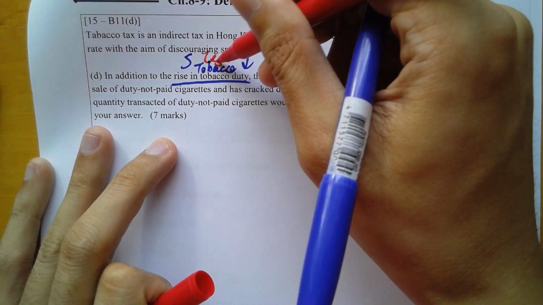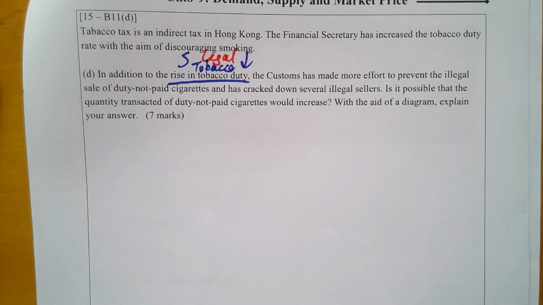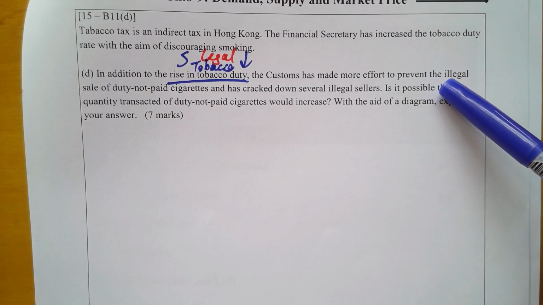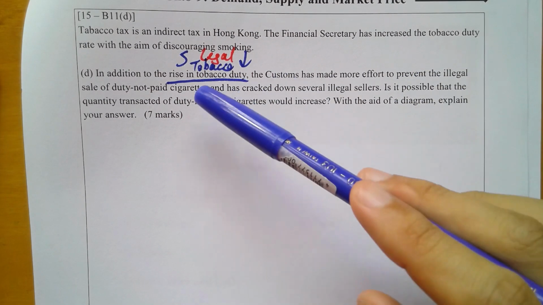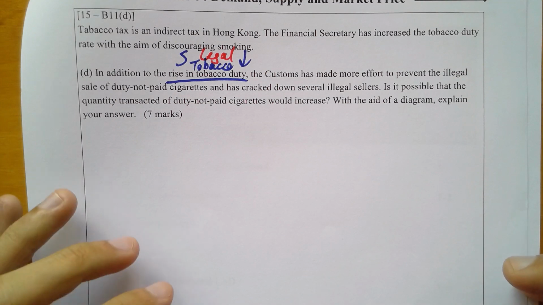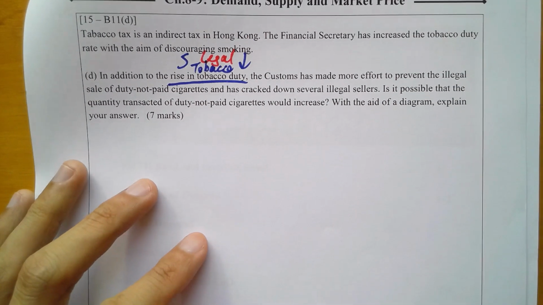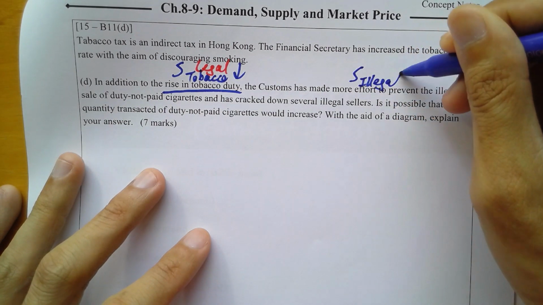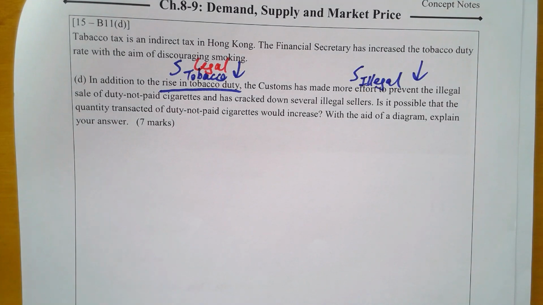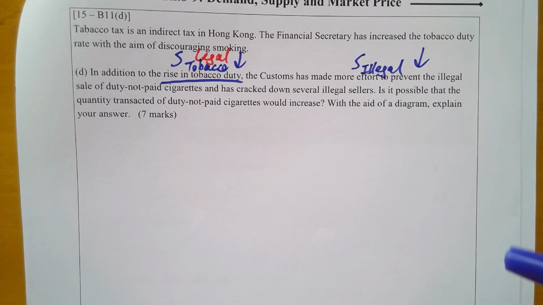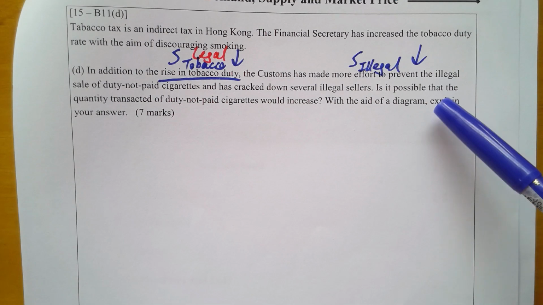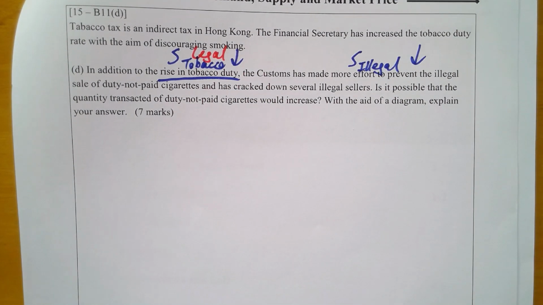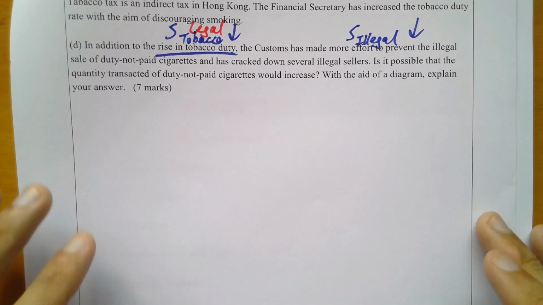Supply of the legal tobacco would decrease. The customs has made more effort to prevent illegal sales of duty-not-paid cigarettes, and cracked down on several illegal sellers. This sentence means that the supply of illegal cigarettes will decrease. Now it asks, is it possible that the quantity transacted of this illegal one would increase? Alright, so let's draw the diagram first.